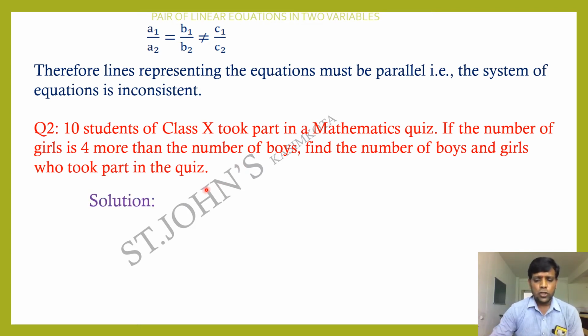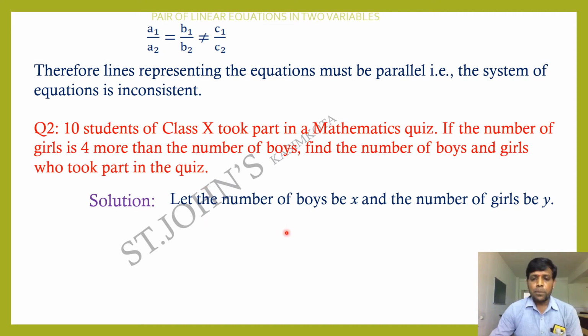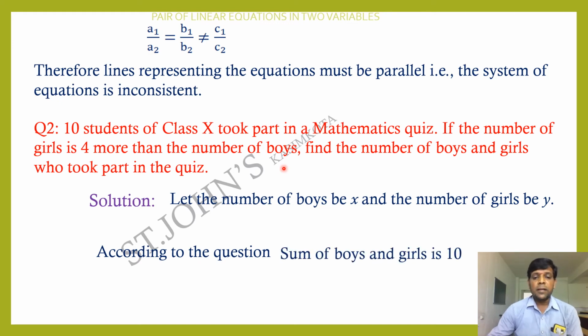Now, solution part. Let the number of boys be x and number of girls be y. Now total students equals 10, means x plus y equals 10. And the second condition: the number of girls is 4 more than the number of boys. According to the question, the sum of boys and girls is 10, which means x plus y equals 10.